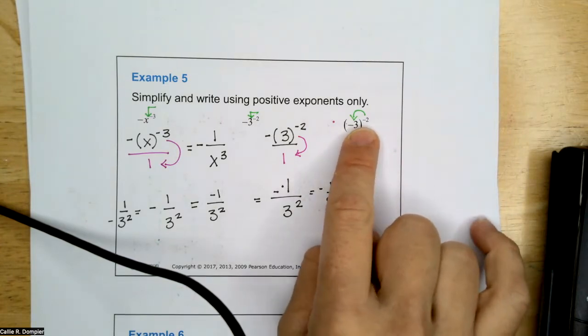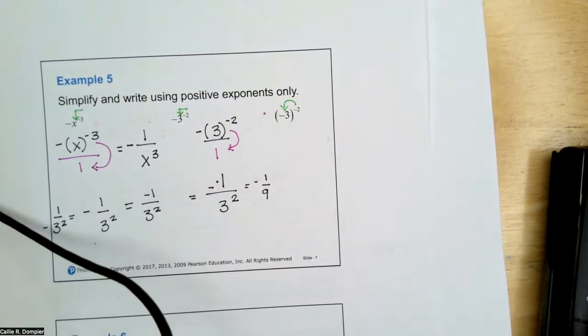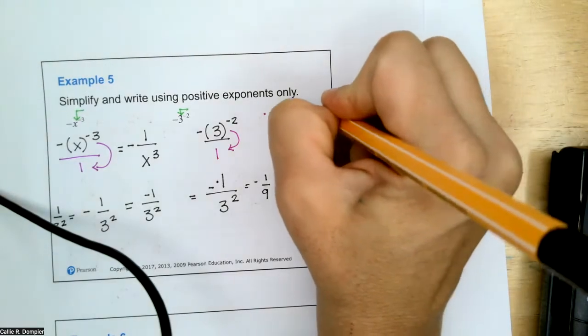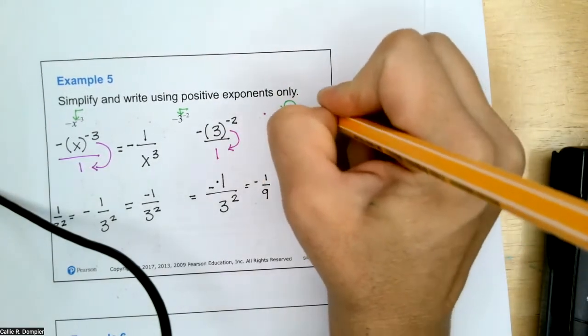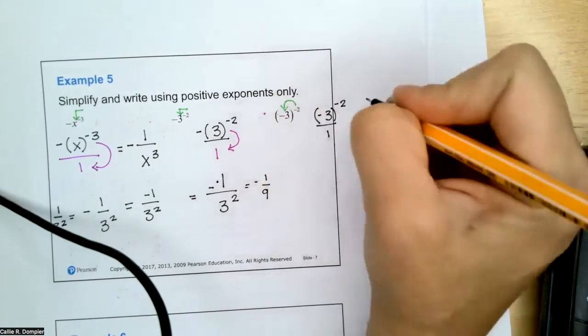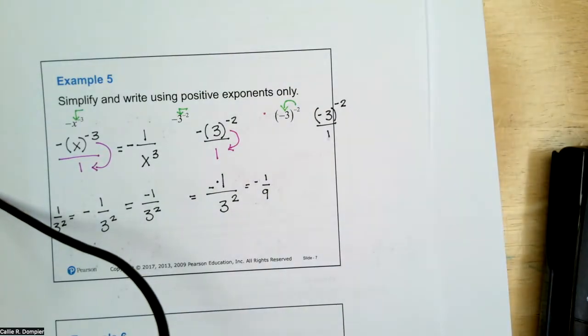-3 to the power of -2. Let's start here. -3 over 1. All of that's being raised to the -2, so I need to move all of it.